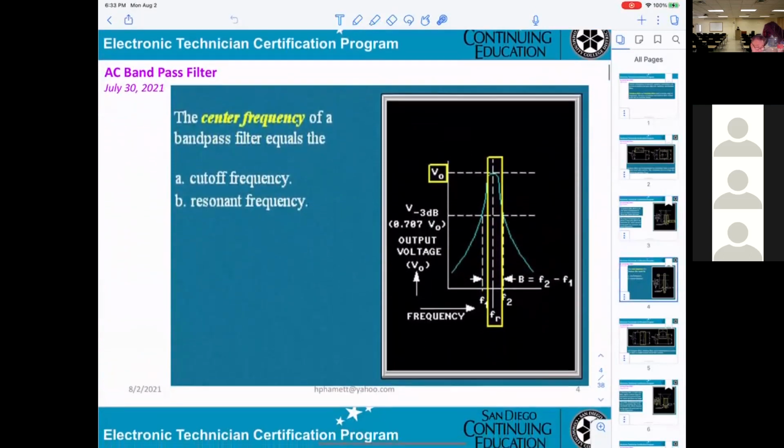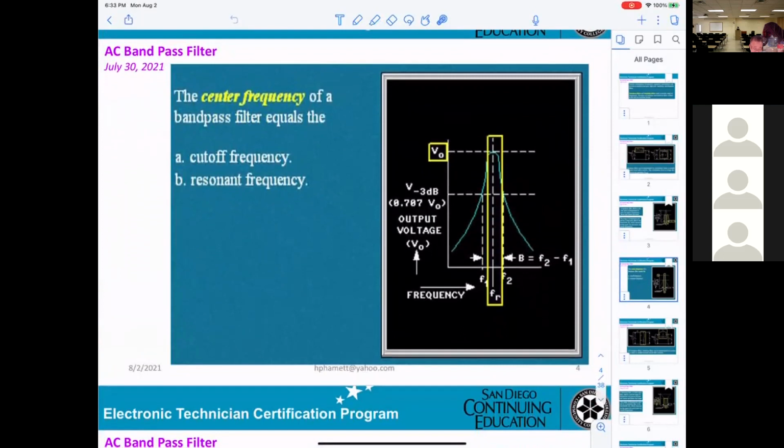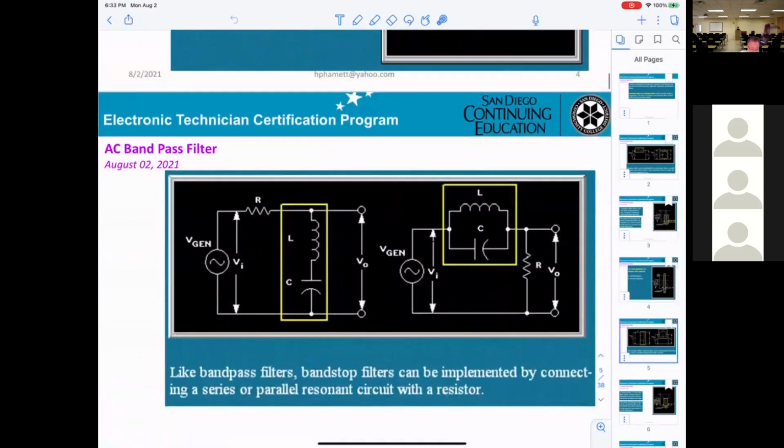If not, the center frequency, that means FR right here, the resonance, of a band pass filter equals what? Cutoff frequency or resonant frequency? Resonant frequency. Resonant. Very good. So basically, the resonant frequency will be the center frequency for a band pass filter.